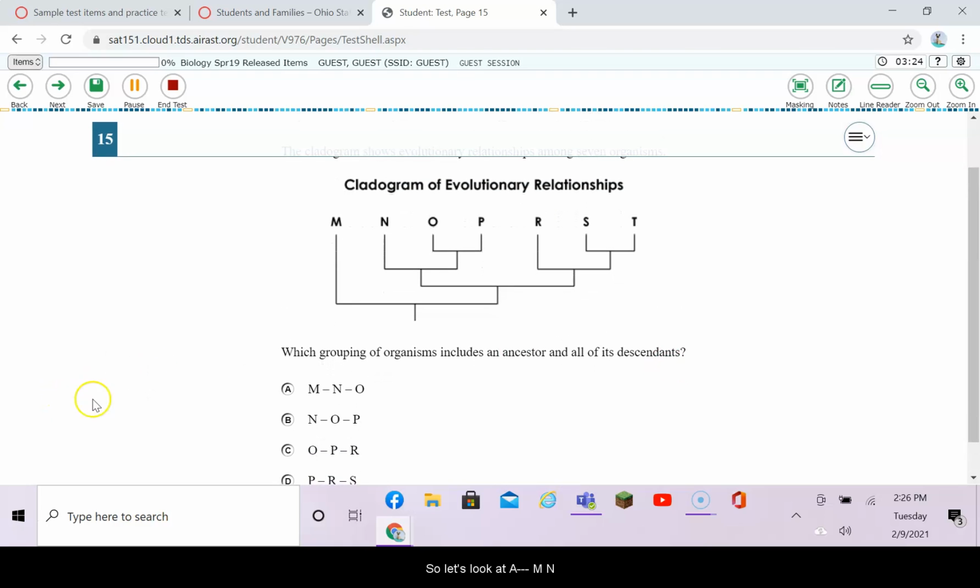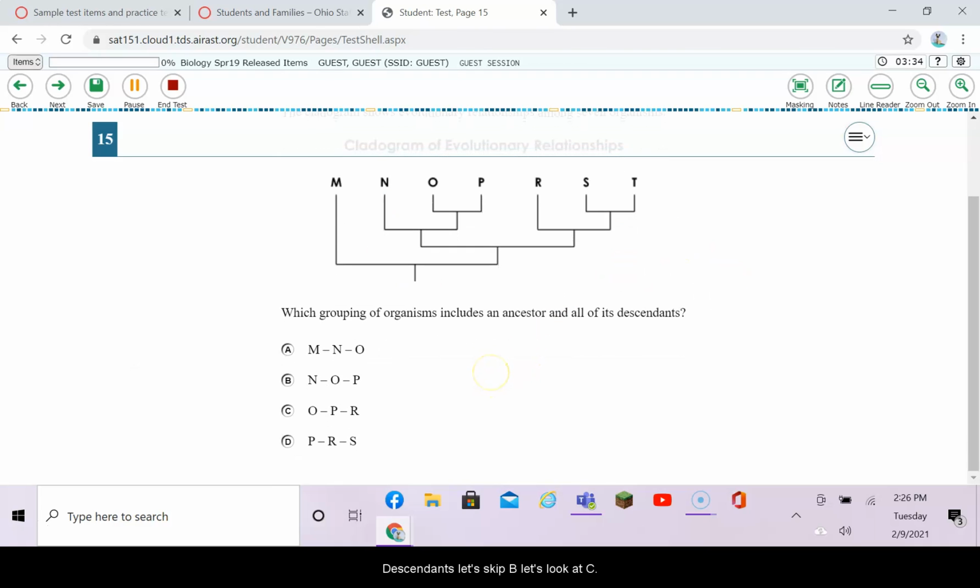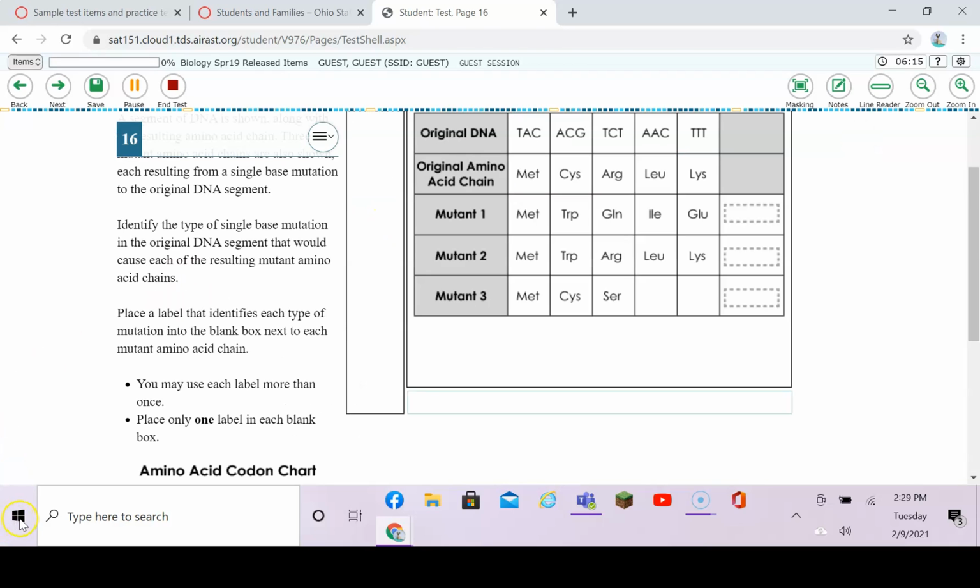So let's look at A. MNO. M-N-O. Well, I don't see a common ancestor and all of its descendants. Let's skip B. Let's look at C. O-P-R. Oh, no common ancestor there. D. P-R-S. Again, no common ancestor. It's close. But when we look at N-O-P, a common ancestor and all of its descendants, that's our clade, and that would be the correct answer.